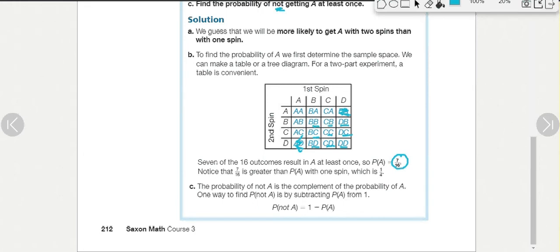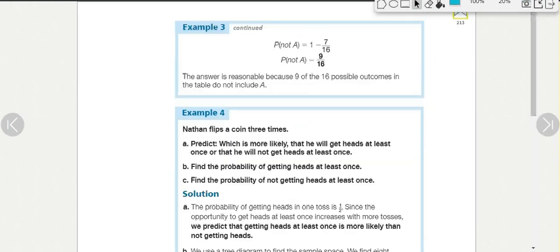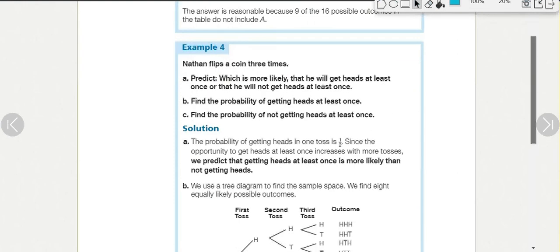I think so. So it's still a lot more likely to not get A, but better chance when you spin it twice. So there's a 9 out of 16 probability of the complement, 1 minus the other option, because it always equals 1.